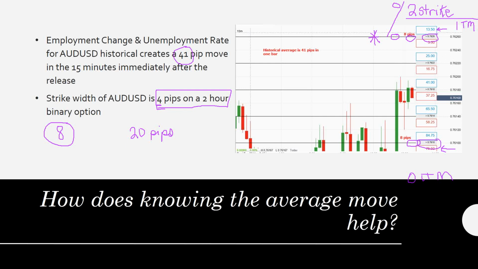What do you mean by allocate? I mean, when I'm sitting here and I know that the employment change is coming out, then I know there's a 41 pip move. I'm going to take half of that, okay? Because sometimes it doesn't move the full 41 pips. So I want at least a 20 pip move, okay? Again, I'm going to go out of the money, okay? But how many strikes can I go out of the money and still be 2 strikes in the money at expiration? Yes, 41. Well, it's from high to low.